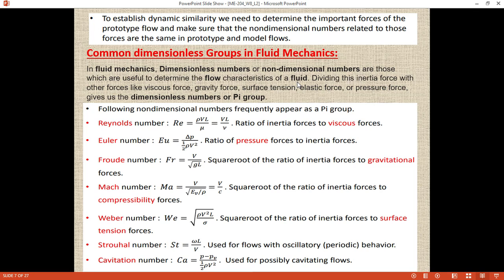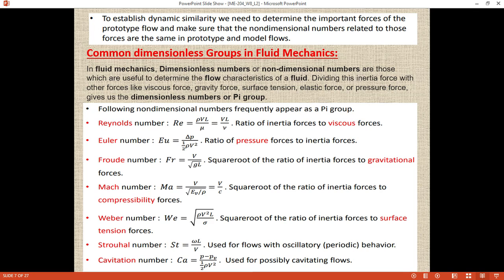That means the dimensionless similarity or the dynamic characteristics. So dividing the inertia force by other forces like viscous force, gravity force, surface tension, elastic force or pressure force gives us the dimensionless number or the pi groups. So all the dimensionless numbers are a ratio of different forces.